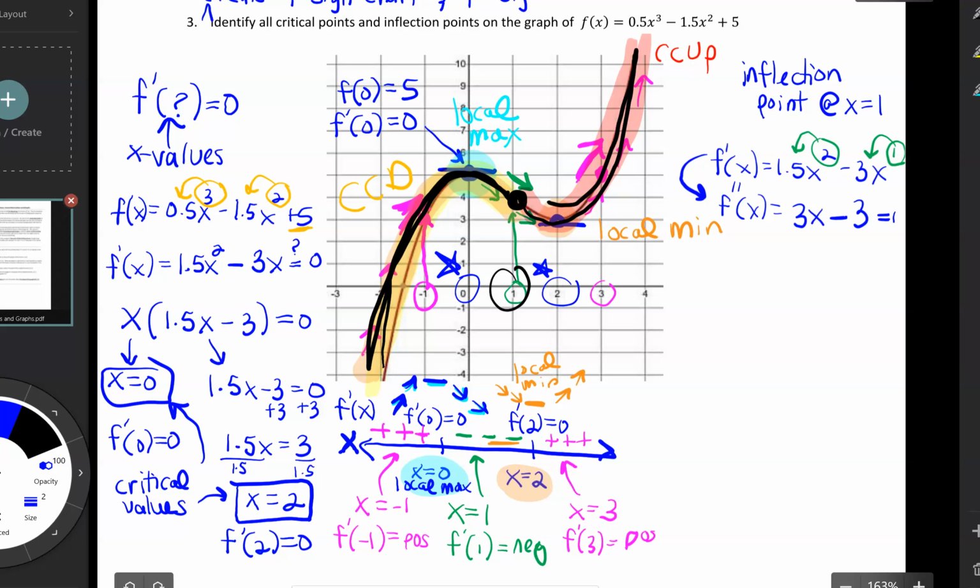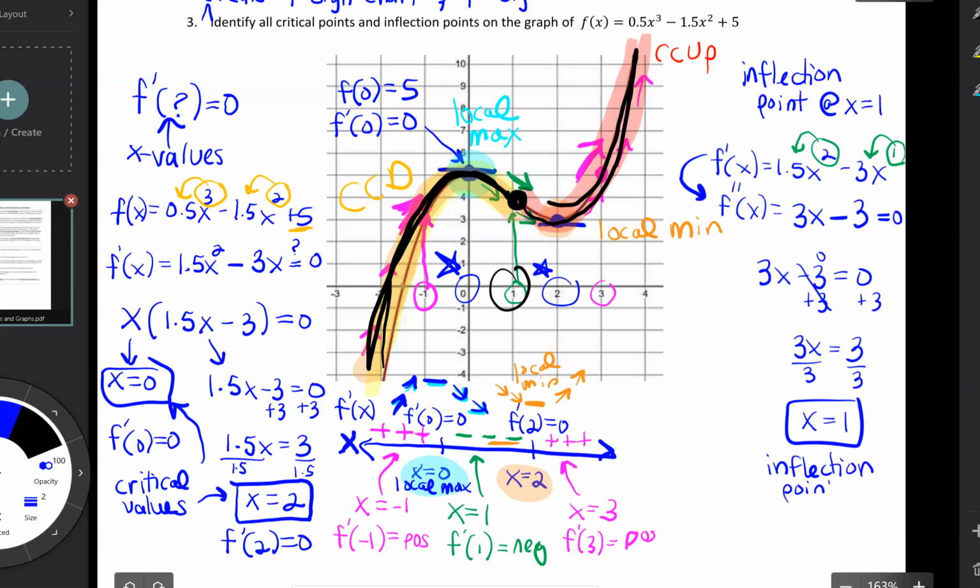And if I set that equal to 0, that's just algebra. You can factor a 3 out if you want, but it's just algebra. If 3x minus 3 equals 0, and I do the algebra there, see how my inflection point is at x equals 1? If I put a 1 into the second derivative, I'm going to get a 0, so it's going to be an inflection point. That's where my concavity is going to change.